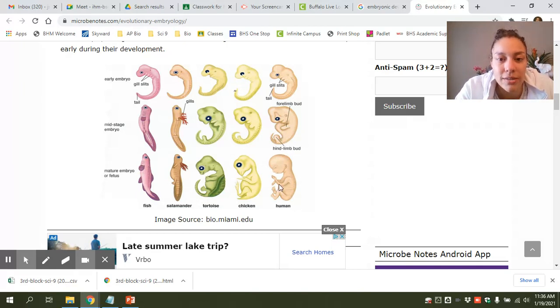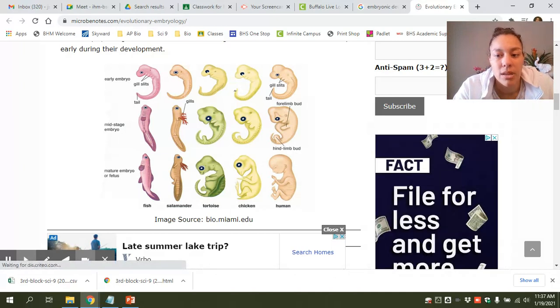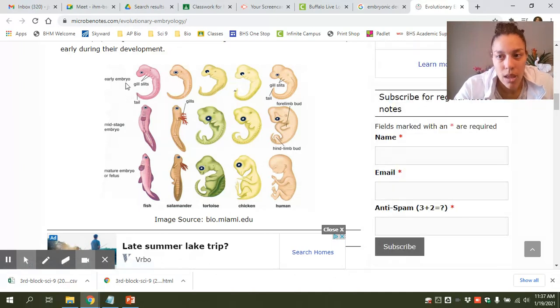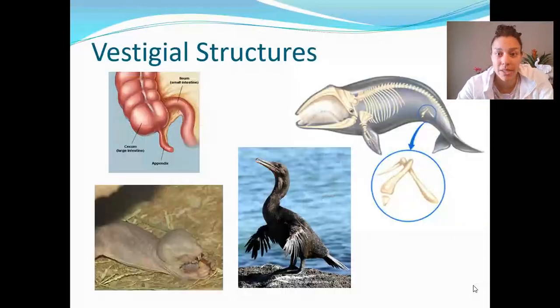And we can tell that there are differences, but this is what we're focusing on, how there must be a common ancestor. Why would each of these organisms have the same sort of embryonic components to them early on if they didn't have a common ancestor? So that's one piece.